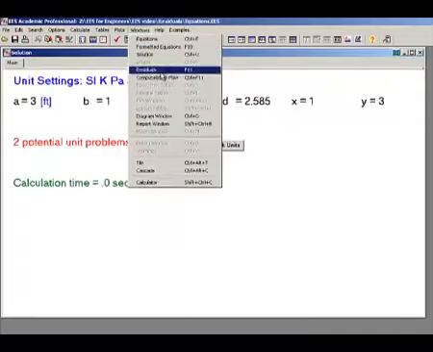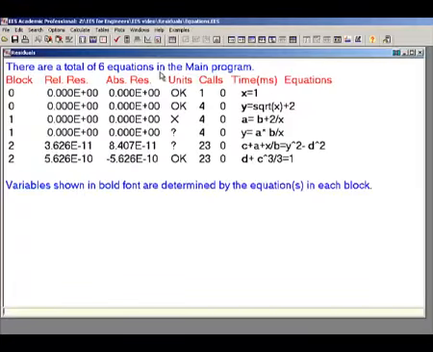The number of times that the equation needed to be evaluated in the process of obtaining a solution is shown in the calls column of the residuals window. Note that this number includes the calls that are needed to evaluate all the numerical derivatives required by Newton's method. A very large number of calls for an equation may indicate that the guess values for the variables involved in that equation are not very good.